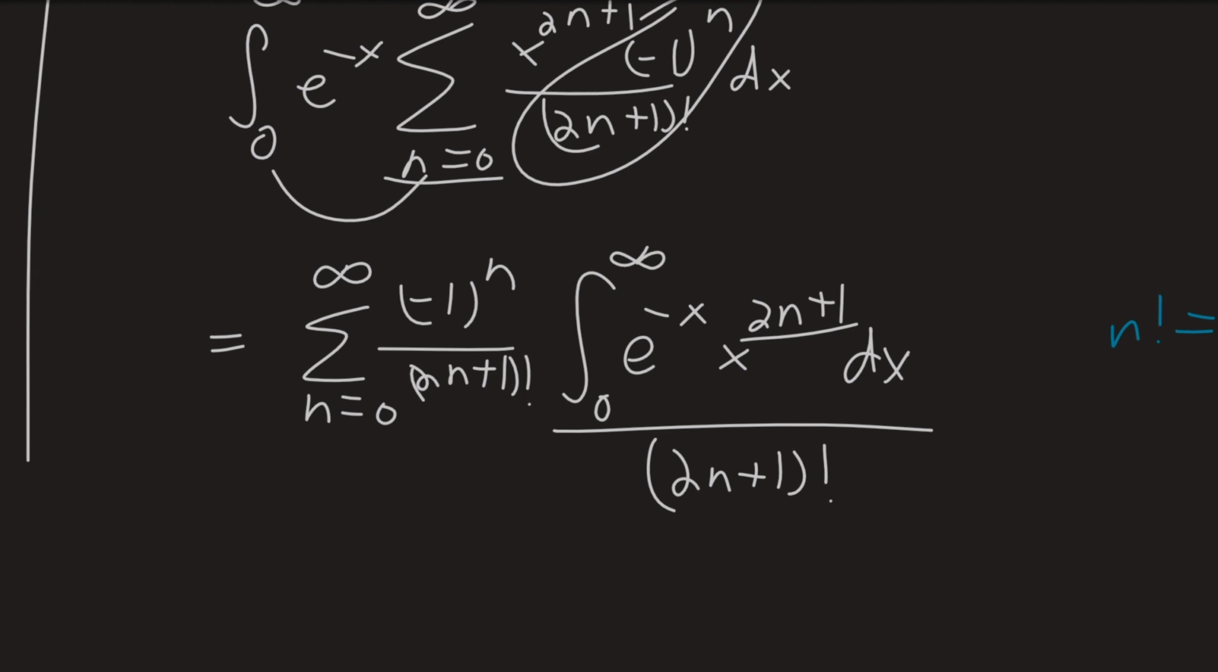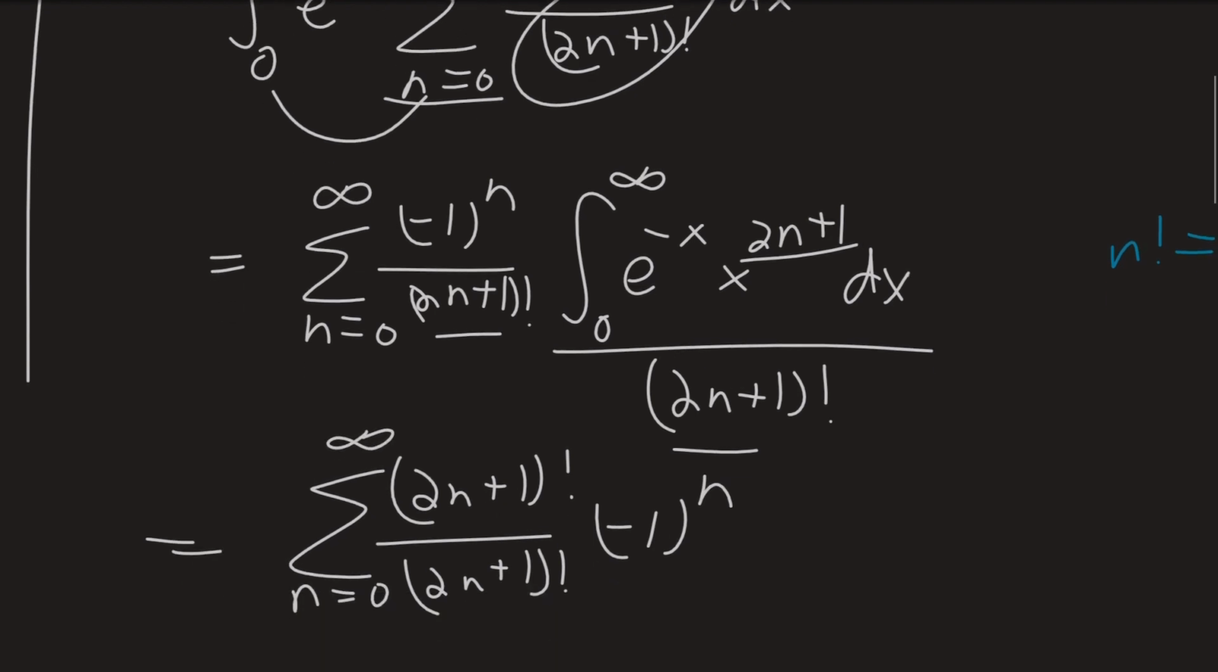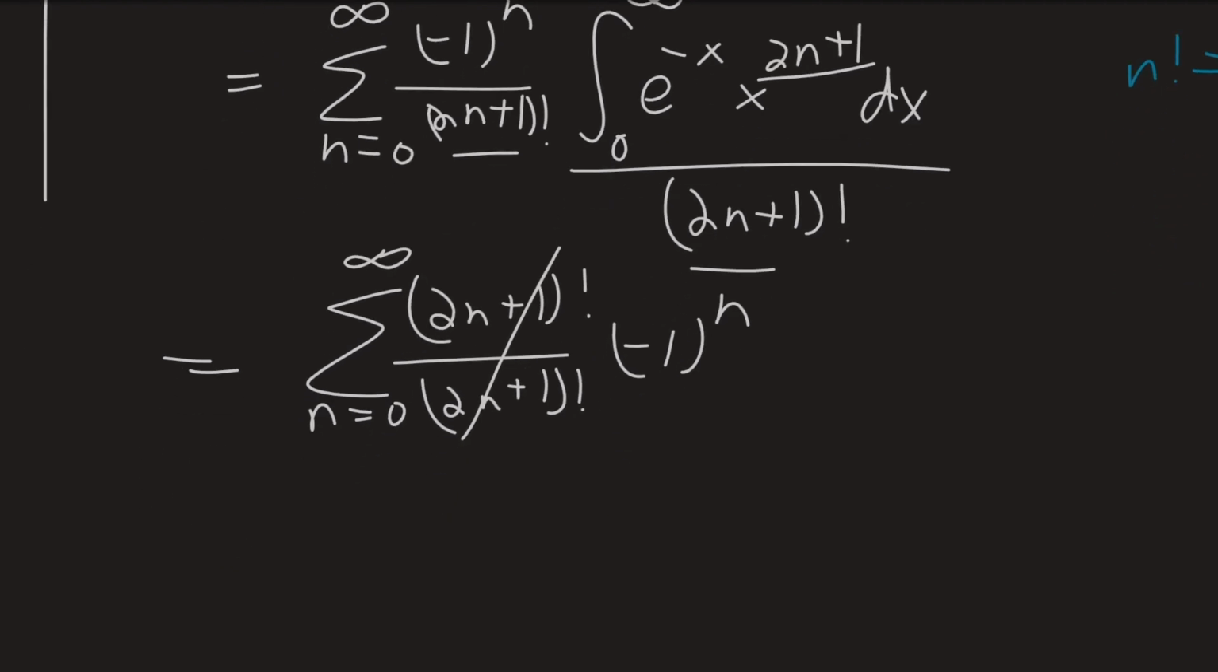That we have this right here in the denominator and this in the numerator. Meaning that when we expand this out, we get a 2n plus 1 factorial over 2n plus 1 factorial times negative 1 to the n, summed from 0 to infinity, of course. You'll notice that these will just cancel. And this right here just leaves us with the summation from n equals 0 to infinity of negative 1 to the n.